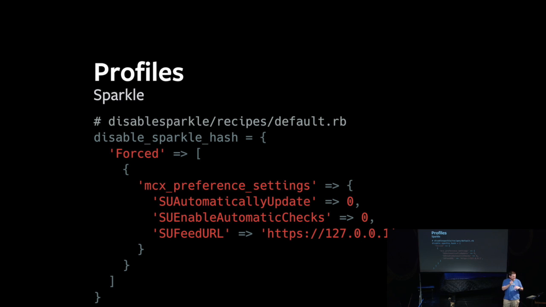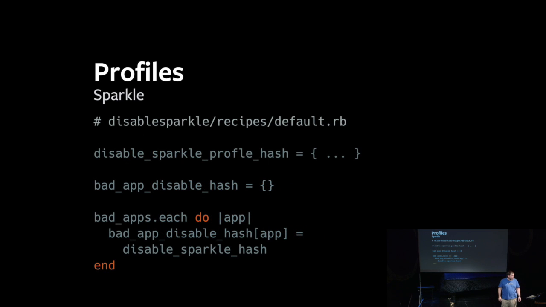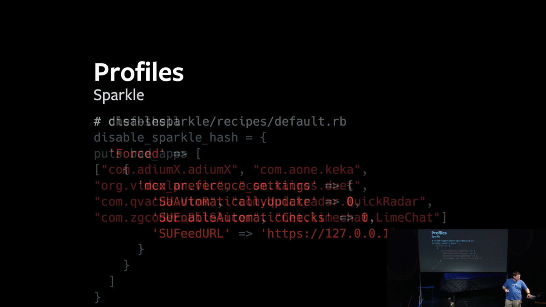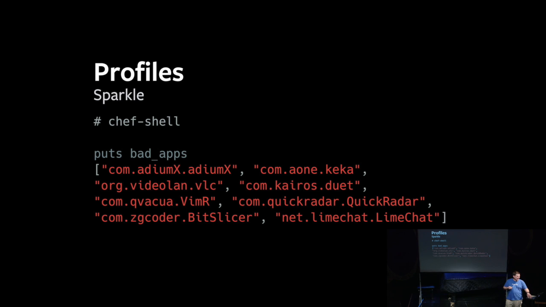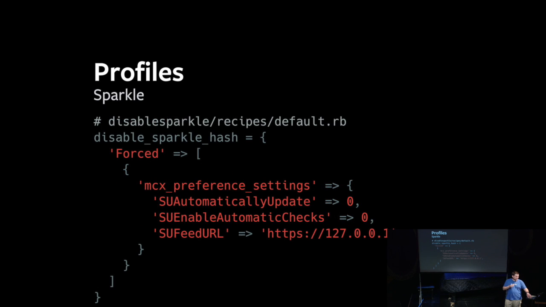Okay, so we have that payload, and we have bundle identifiers. Let's put them together. So right here, we're going to iterate that list of bad apps, if you remember, which is the bundle identifiers. And for each bundle identifier, we're taking that hash that disables all the programs and just assigning that to the key. So for instance, it's the VLC one equals that forced snippet from right here. So let's do Adium, com.adiumx.adiumx equals this hash. So if you were to print the key name of that, you would get this back.